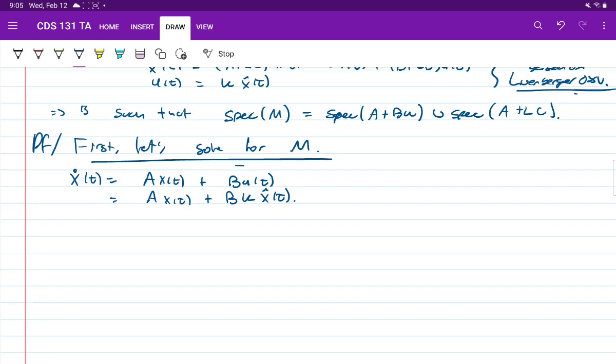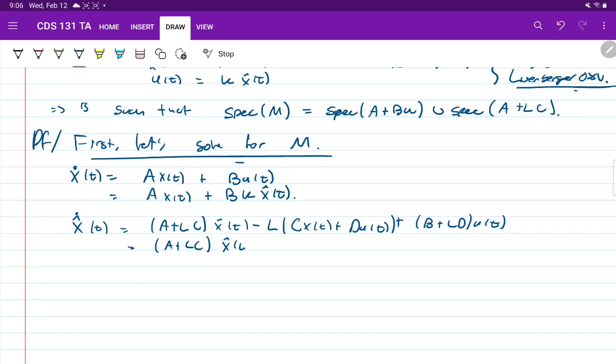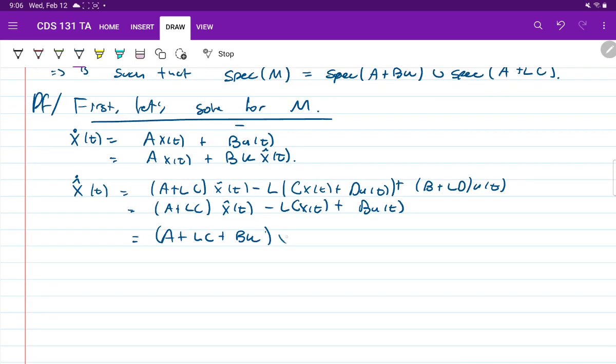Now where do I go from here? Let's figure out the equation for x hat next. I have x hat dot of t equal to (A plus LC) x hat of t minus L times y of t, which is C times x of t plus D times u of t, plus (B plus LD) times u of t. If I do some simplifications, what I'll find is that this is equal to (A plus LC) x hat of t minus LC x of t plus B times u of t. Then I substitute in for u of t. This is equal to (A plus LC plus BK), where I'm just cleaning up this formula a little bit, times x hat of t minus LC times x of t.